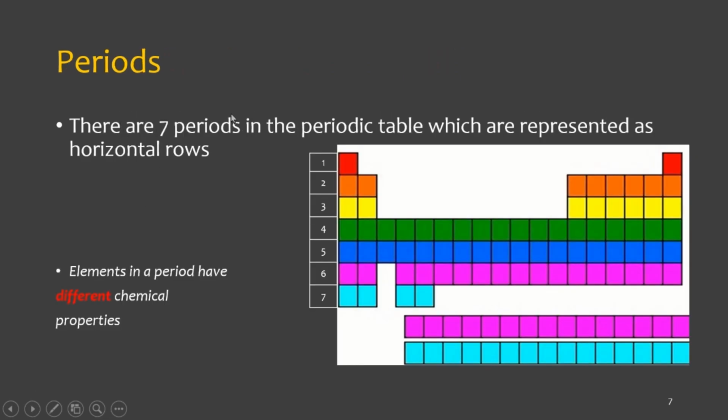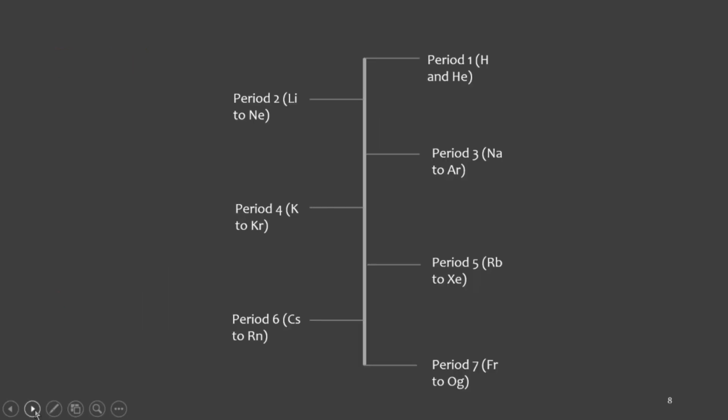Periods. There are seven periods in the periodic table, which are represented as horizontal rows like this. Period 1, period 2, 3, 4, 5, 6, and 7. Periods 6 and 7 are the longest periods, and they are extended down in the periodic table. Period 1 is the shortest period. It only has hydrogen and helium. But it's important to note that elements in a period have different chemical properties. It means this element here will have properties different from this element here. This is an overview of the periods. The first period contains hydrogen and helium. The second period contains elements from lithium to neon. The third period contains elements from sodium to argon. The fourth period, potassium to krypton, and so on for all these periods, with the first and the last element.